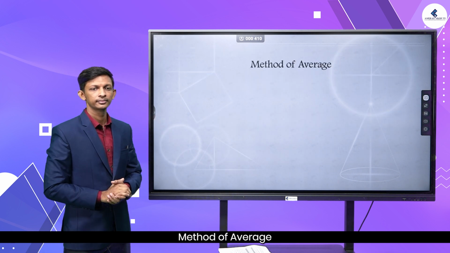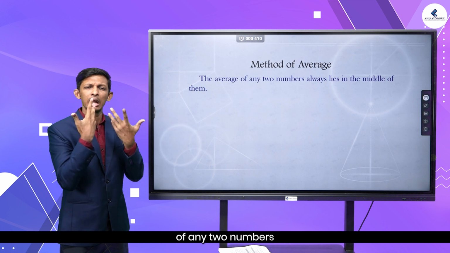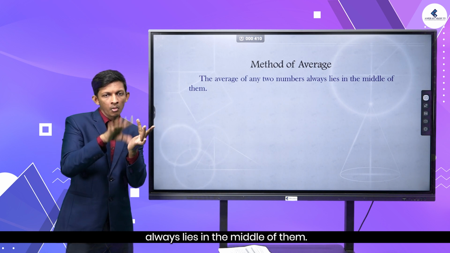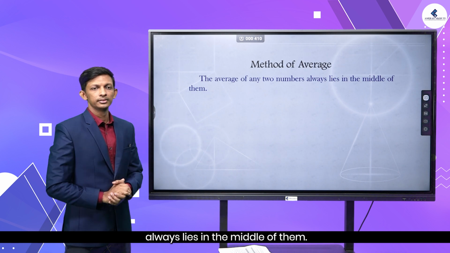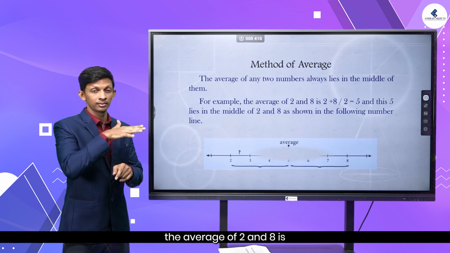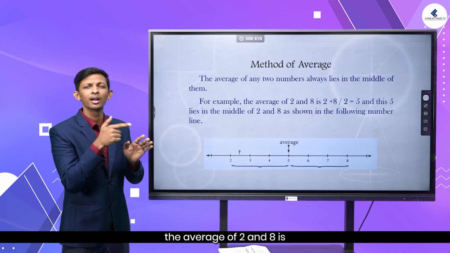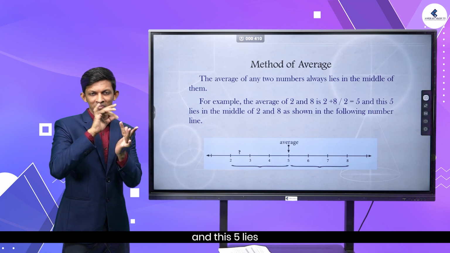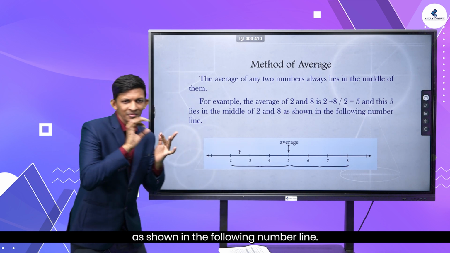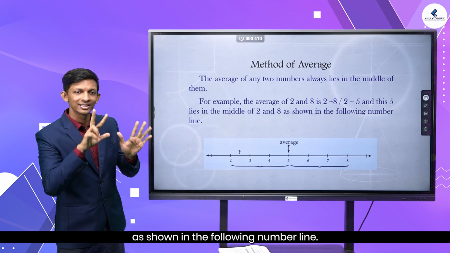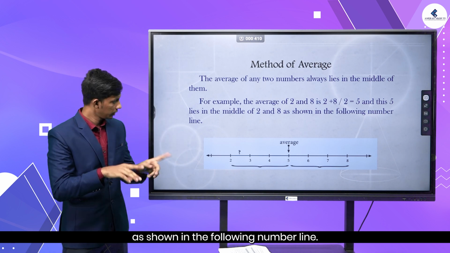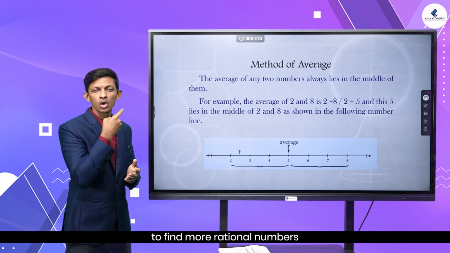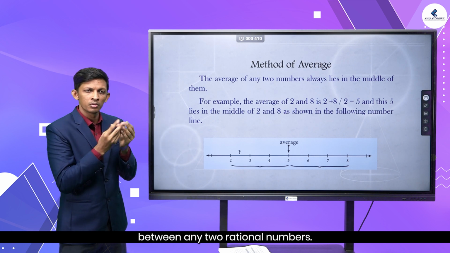Method of average. We know that the average of any two numbers always lies in the middle of them. For example, the average of 2 and 8 is (2 plus 8) by 2, which is equal to 5. And this 5 lies in the middle of 2 and 8 as shown in the following number line. We use this idea to find more rational numbers between any two rational numbers.